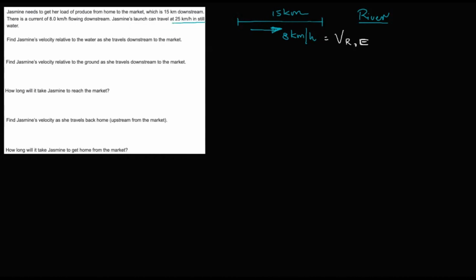There is this term that you should understand, which is still water, right? So the second object is the launch, and the Earth is the common reference frame. The second object that we are talking about in this question is the launch, and the velocity of the launch with respect to the water. Why is it with respect to the water, not with respect to the Earth? It is because it says in still water.